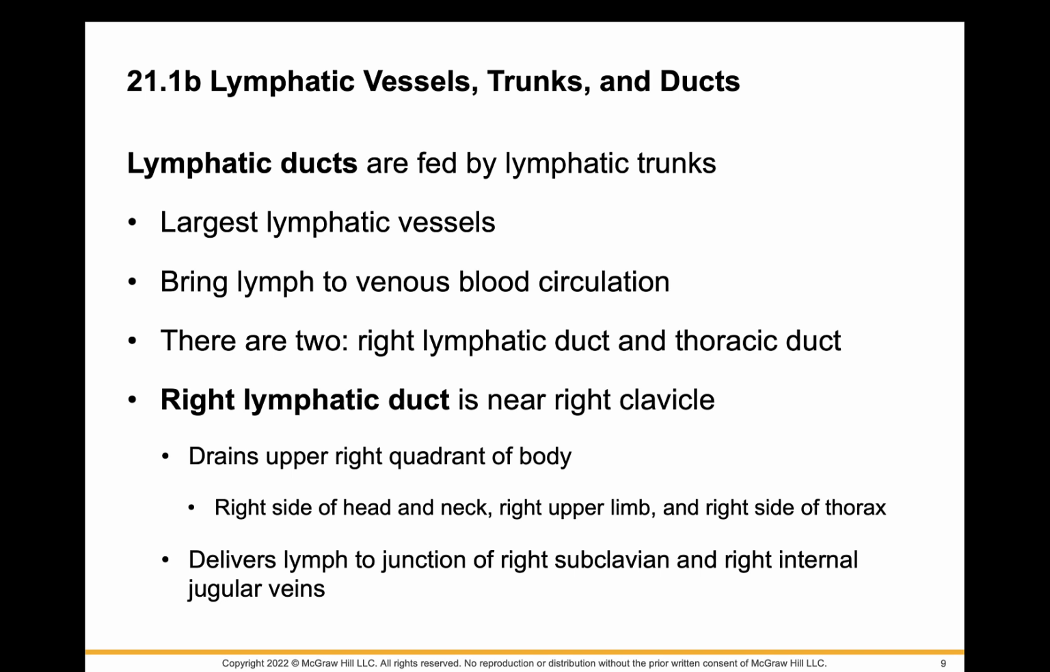And the ducts are the largest, and there are two of them. These are the lymphatic vessels that are actually going to put lymph back into circulation. One is the right lymphatic duct, and the other is the thoracic duct. The right lymphatic duct is right by the right clavicle, and it is only responsible for draining the upper right quadrant of the body. So it will take lymph from those areas of the body, and it's going to drain into the junction of the right subclavian and right internal jugular veins.